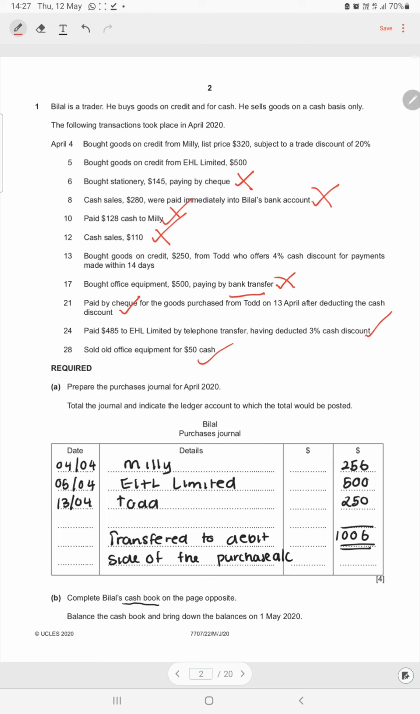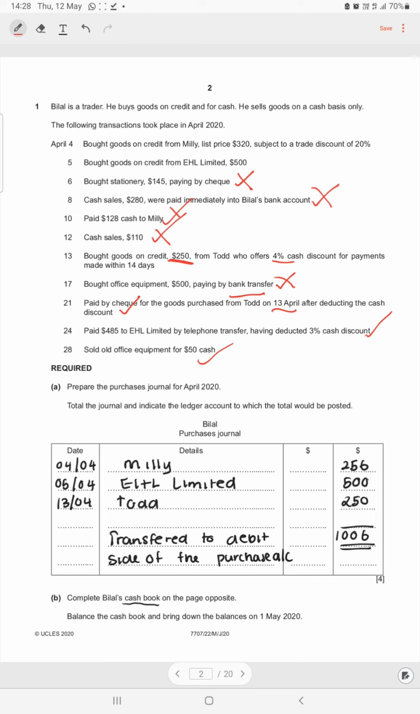Okay, paid by check for the goods purchased from Todd on 13th April. So we bought items. What did we buy from Todd on 13th April? What's the value? 250. You have a 4% cash discount. So this is on the 21st. We paid Todd. So what you need to understand is Todd is a supplier and a current liability. When we pay him, his amount decreases, the amount we owe. So liability decreases with the debit. And remember, you paid by check, which means your bank balance is going to decrease. We had to just calculate how much.